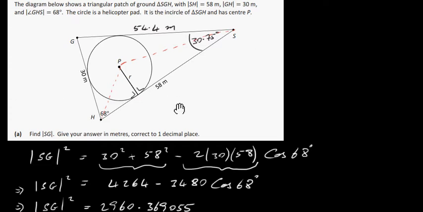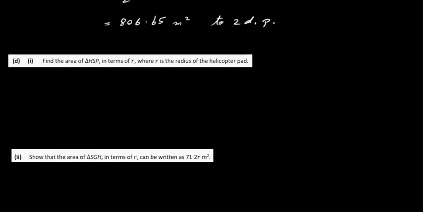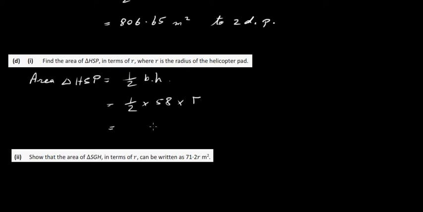So all I've got to do here is just straightforward half the base times the height. So it's half 58 times OR. That's all I'm going to do in this section. So let's do that. So the area of our triangle HSP is just going to be half the base times the height. So it's going to be half of 58 times the height in our case, which is just OR. So our answer in terms of OR is 29 OR, and that's meters.